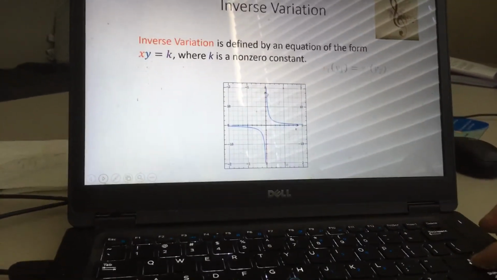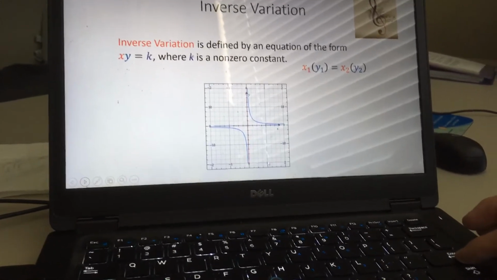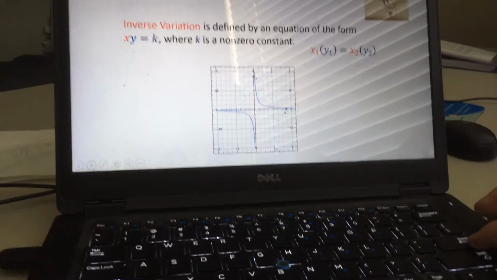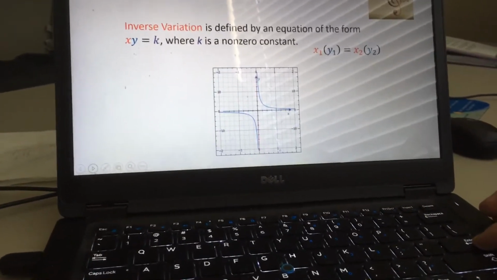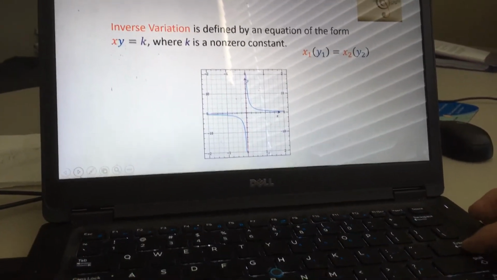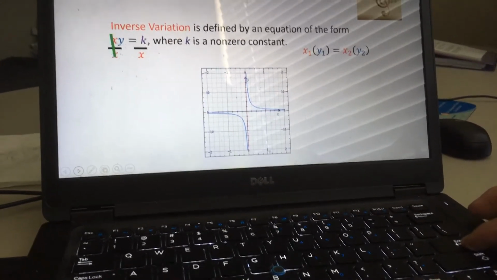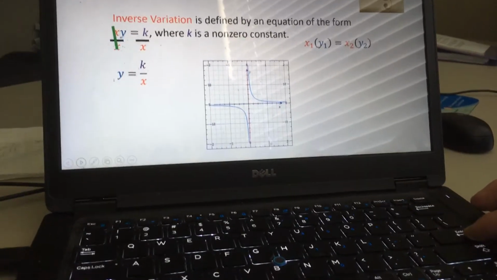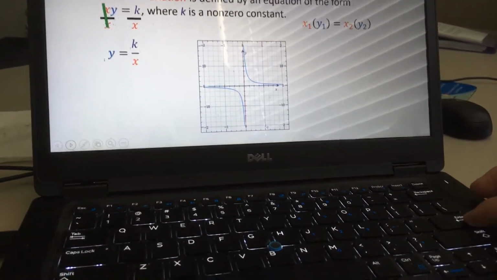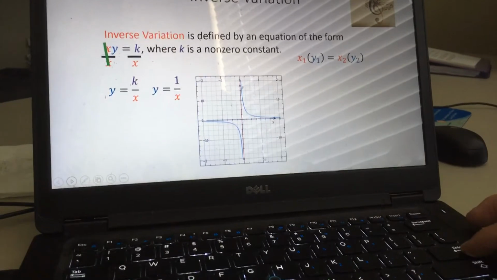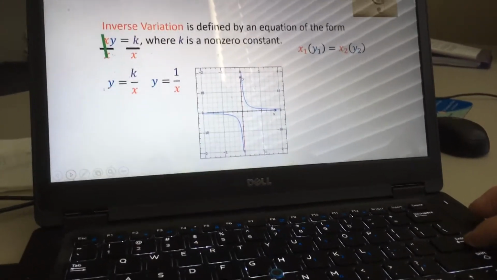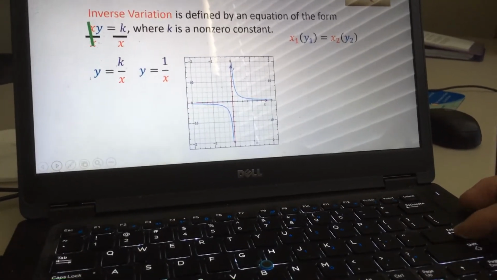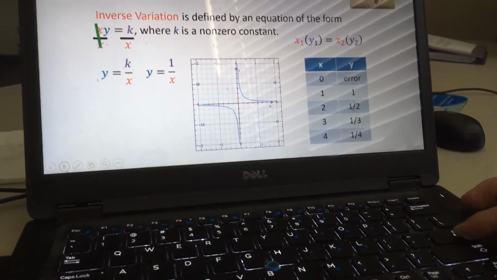All right, so here we go. Basically what it means is, in direct variation, you had y divided by x. Here, x1 times y1 equals x2 times y2. So if you divide each of these by x, basically y is equal to k divided by x, which is where you get a rational function, because you have the variable x in the denominator. So the parent function is y equals 1 over x, which is kind of what this graph looks like right here.